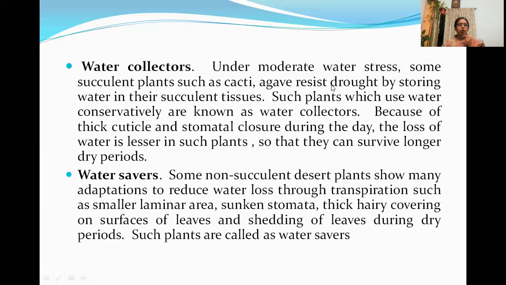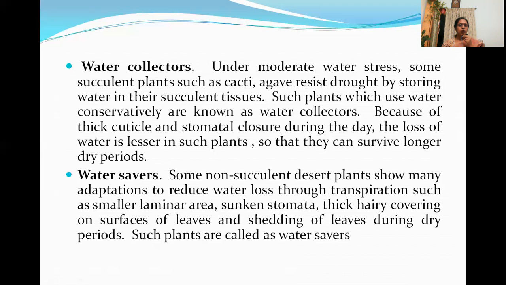Water collectors. Under moderate water stress, some succulent plants such as cacti and agave resist drought by storing water in their succulent tissues. This you must have seen in agave. It has very soft tissue, in which water is collected. Such plants which use water conservatively are known as water collectors. They collect water whenever it is available because of thick cuticle and stomatal closure during the day. That is, usually in many plants stomata open during the day, but in these plants the stomata are closed. So the loss of water is avoided so that they can survive a longer period in a continuous drought.